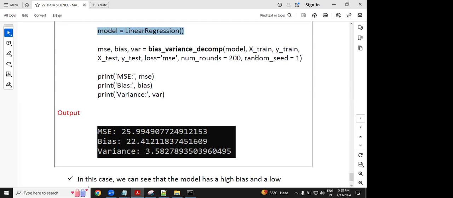Next one is loss equals MSE. Number of rounds equals 200. Random_seed equals 1. Number of rounds, during deep learning you will understand. Random_seed equals 1. We need to provide these values by default. Take this one, and I have a question for you.